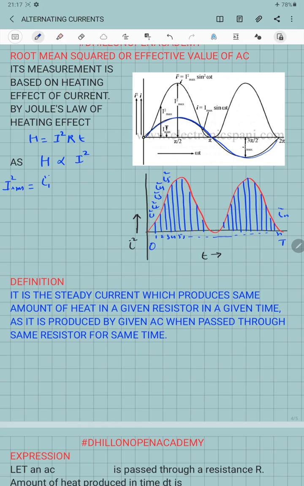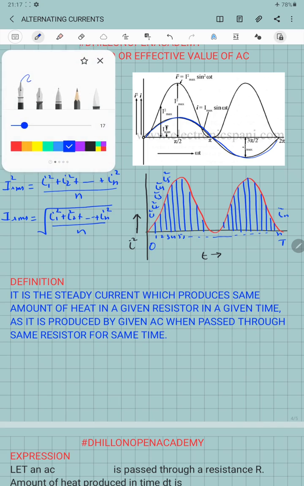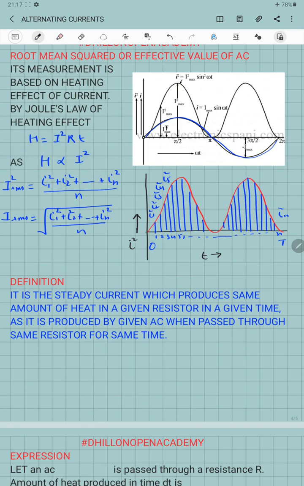Which will be equal to I1 squared plus I2 squared plus so on up to In squared, divided by the number of intervals n. So in this case, I RMS will be equal to the square root of I1 squared plus I2 squared plus so on up to In squared, divided by n, whole under the root. This is the RMS current by this basic definition.